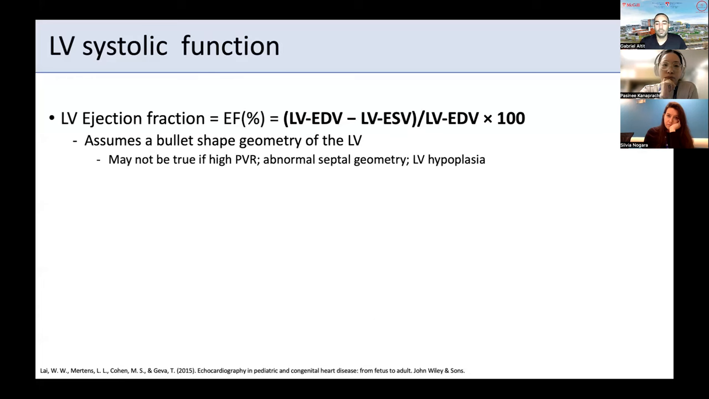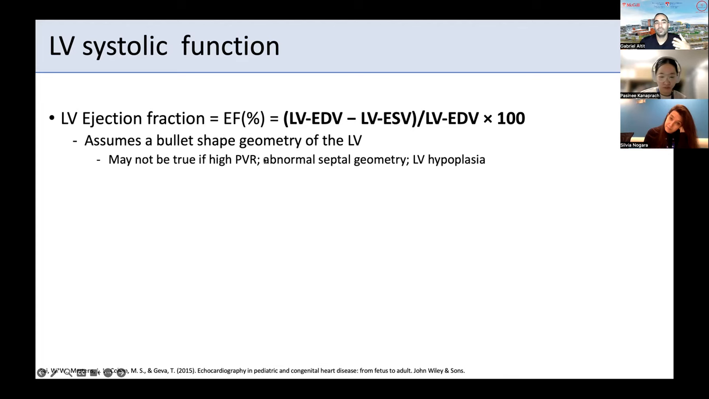So LV function can be estimated in systole via multiple different metrics, one of them being the ejection fraction. And ejection fraction can also be assessed in multiple ways. An ejection fraction, it's what it says. It's a fraction of the ejection. So it's typically calculated as the end diastolic volume minus the end systolic volume, as a fraction of the end diastolic volume. So now you need ways to estimate this LV end diastolic volume and LV end systolic volume.